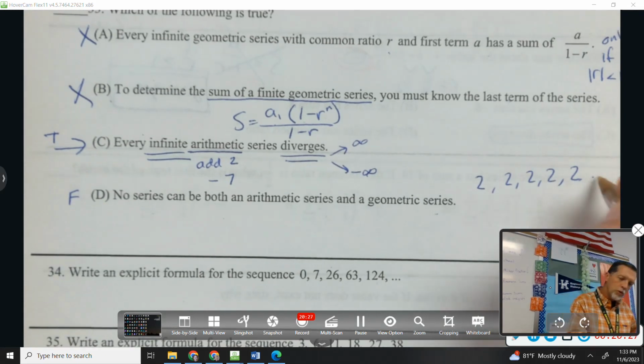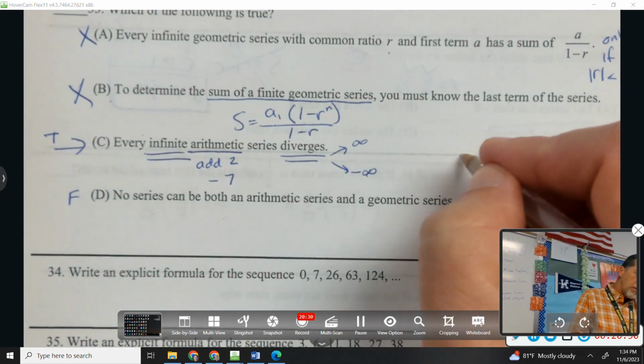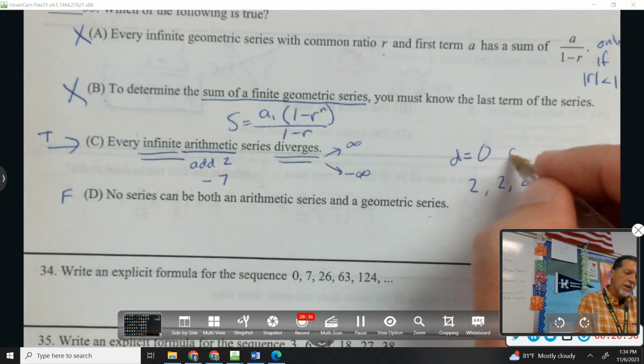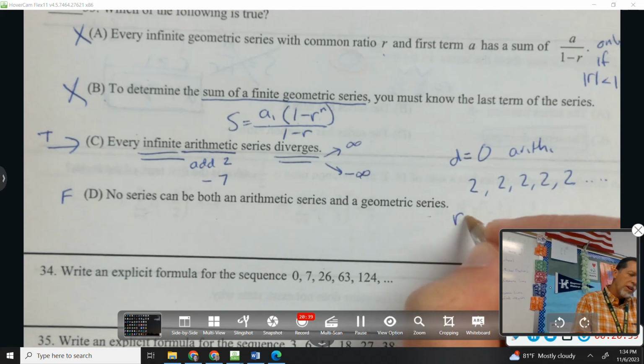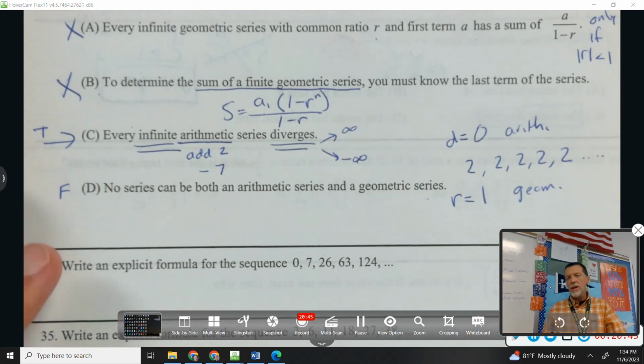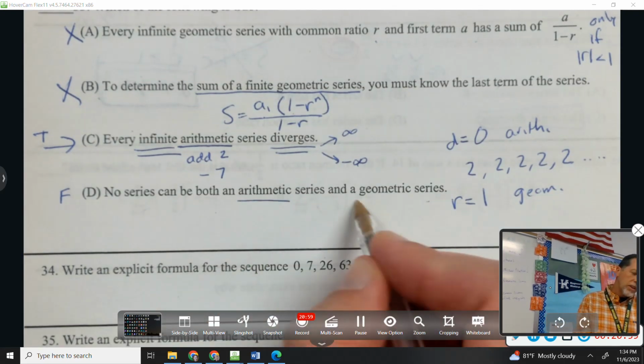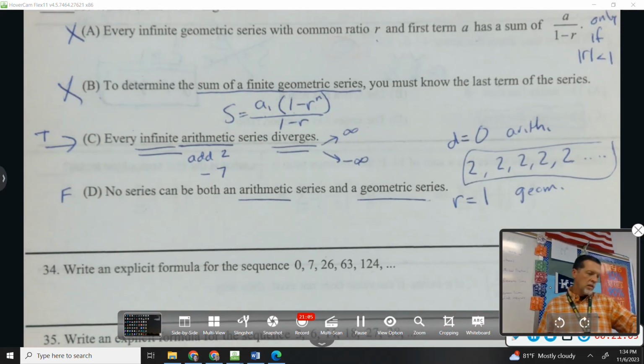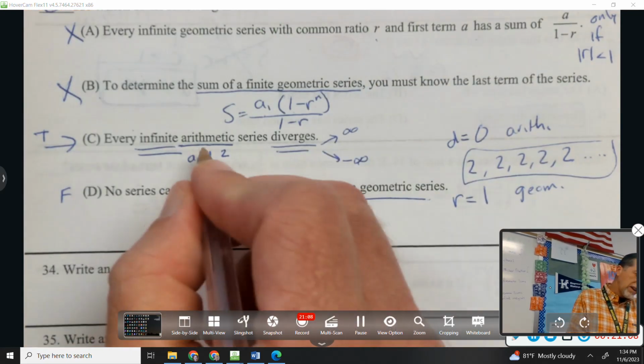2, 2, 2, 2, 2, 2, 2, 2, 2, 2. What's the common difference? 0. So that means it's arithmetic. What's the common ratio? 1. That means it's geometric. So it is both arithmetic and geometric. And so that means the only sequences that are both arithmetic and geometric are ones that are all just the same number. So it seems like it might be a weird sequence that is both. And I guess it is weird, but it's not weird crazy. It's weird boring. So yes, every arithmetic infinite series diverges.